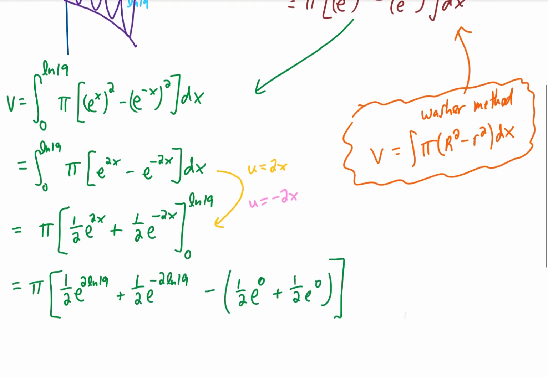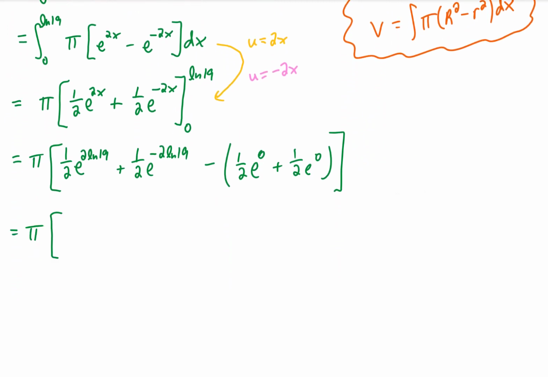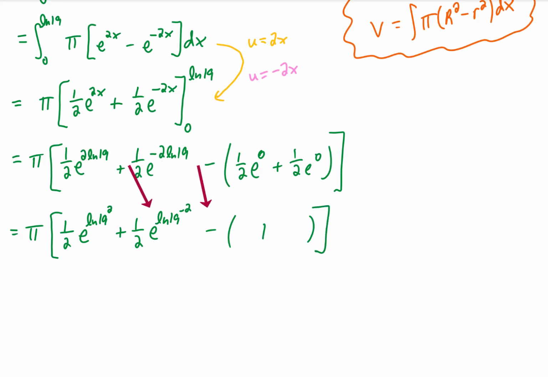Okay, again, we have an exponential and a logarithm, and they want to cancel each other out, but there's a 2 or a negative 2 in the way. So we have to use this trick with logarithms. And if we recall that e to the 0 is 1, the number that we get out of the lower limit of integration is just 1.